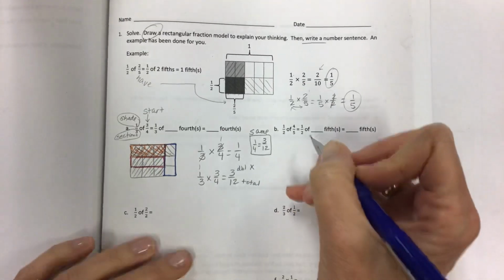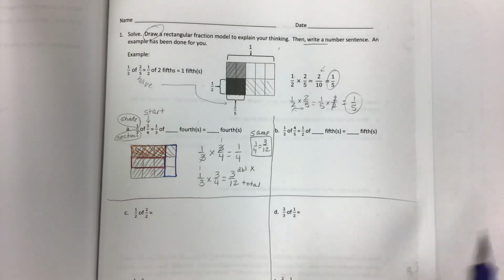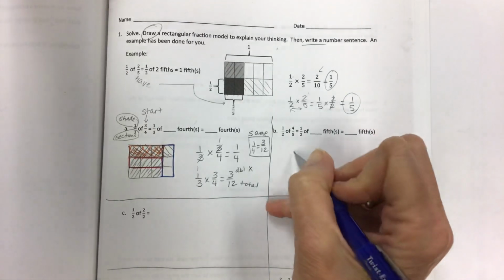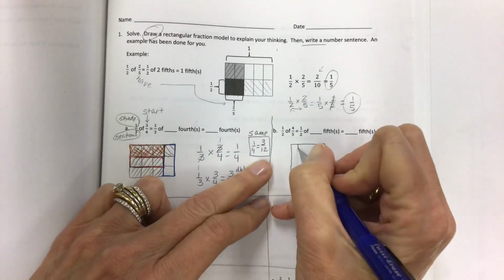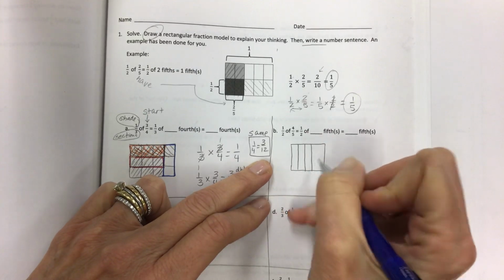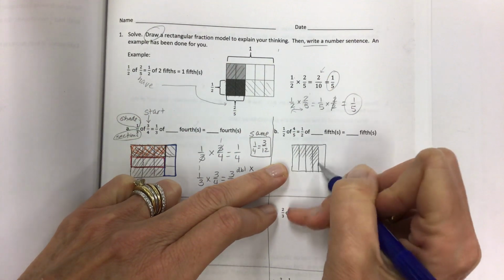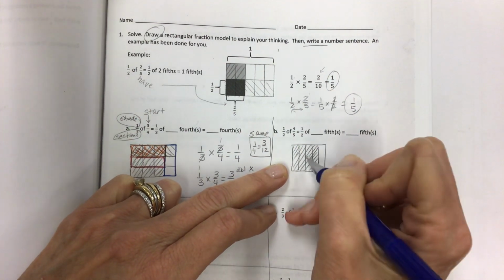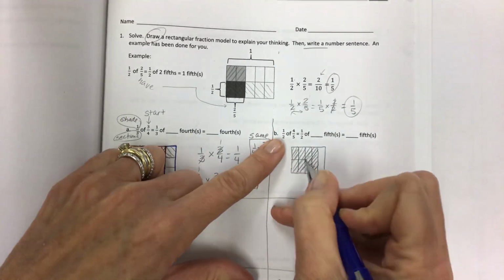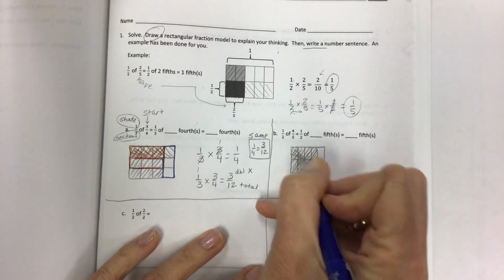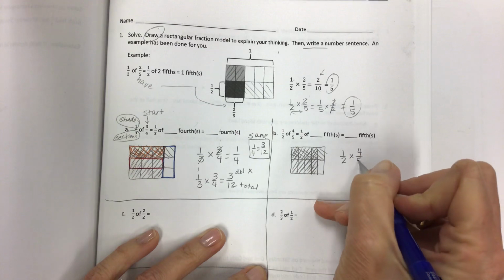So 1/2 of 4/5. Oops. I'm just going to section this off. So we have lots of room. 4/5 is going to look like 5. 1, 2, 3, 4, 5. And 4 of them are shaded. 1, 2, 3, 4 all the way down here. Okay. And then we're going to take half of that. And that's going to be the other way.